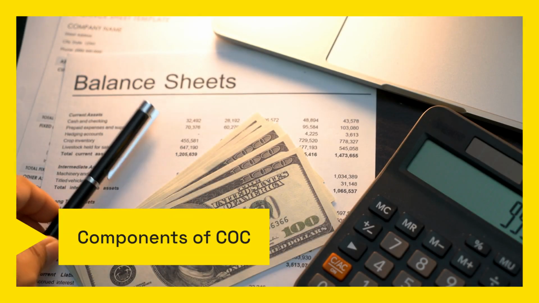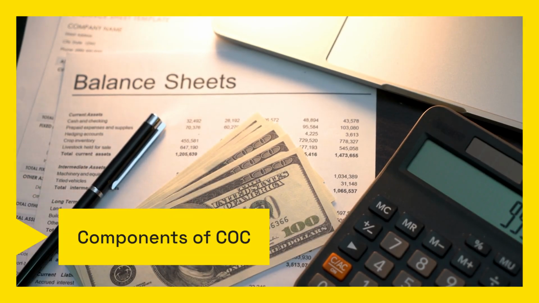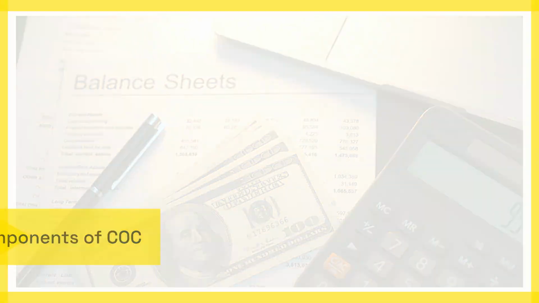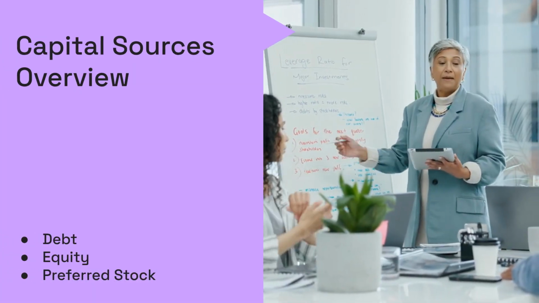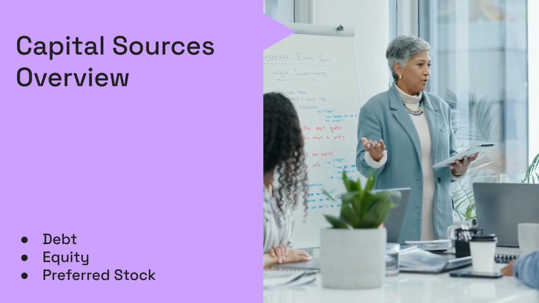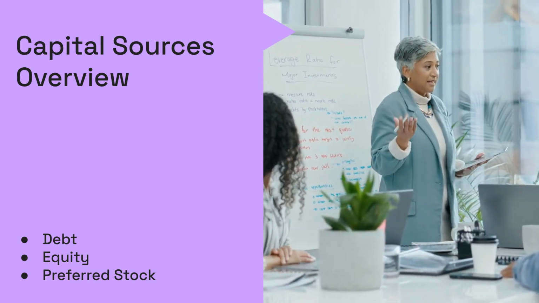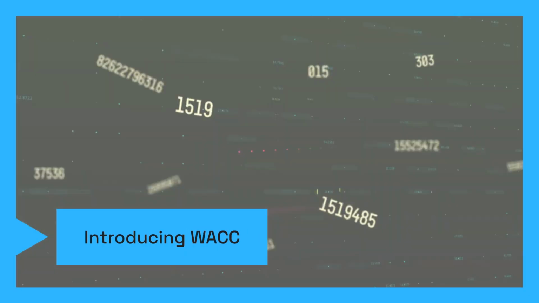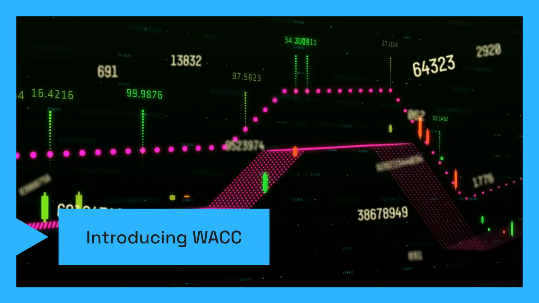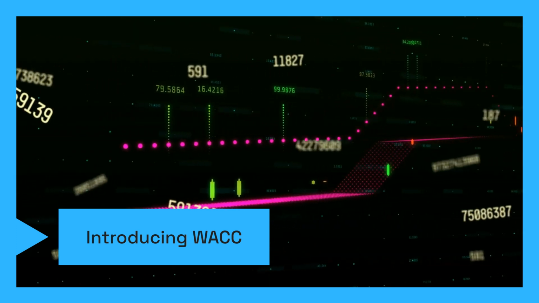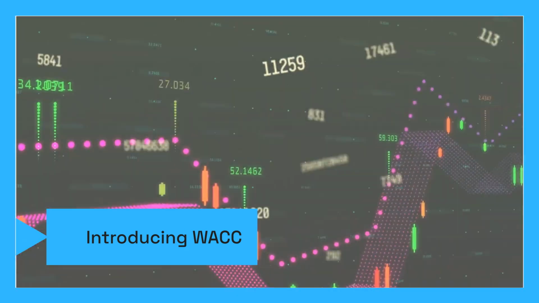The overall cost of capital is composed of the costs associated with the different sources of funding a company uses, typically debt and equity. Companies raise capital from various sources, mainly through issuing debt, selling common stock, and sometimes issuing preferred stock. Each source has a unique cost. To get a single representative rate, we use the weighted average cost of capital, or WACC. This factors in the proportion of each source of capital.